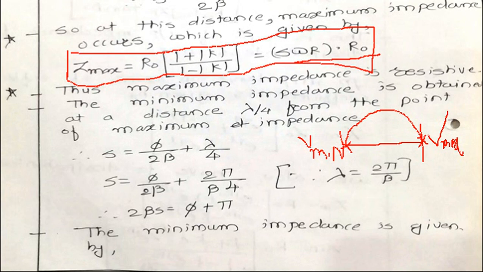Therefore s is equal to phi upon 2 beta plus lambda by 4. Now can I represent lambda as 2 pi by beta? Yes, I can. So phi upon 2 beta plus 2 pi by beta into 4, or this 4, this cancels with this 2. So finally I will get 2 beta s is equal to phi plus pi. So for the minimum impedance, if I replace 2 beta s equal to phi plus pi, I will get the minimum impedance.